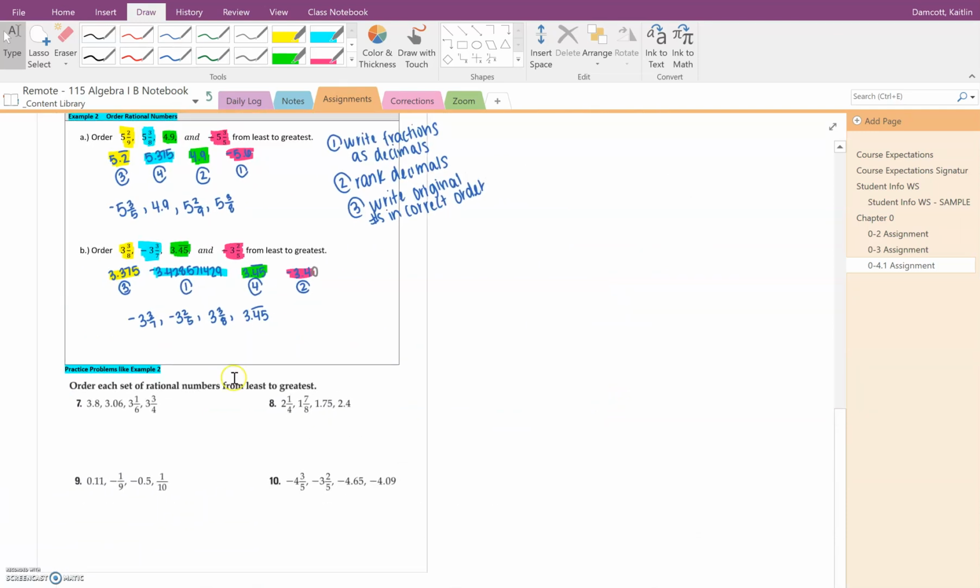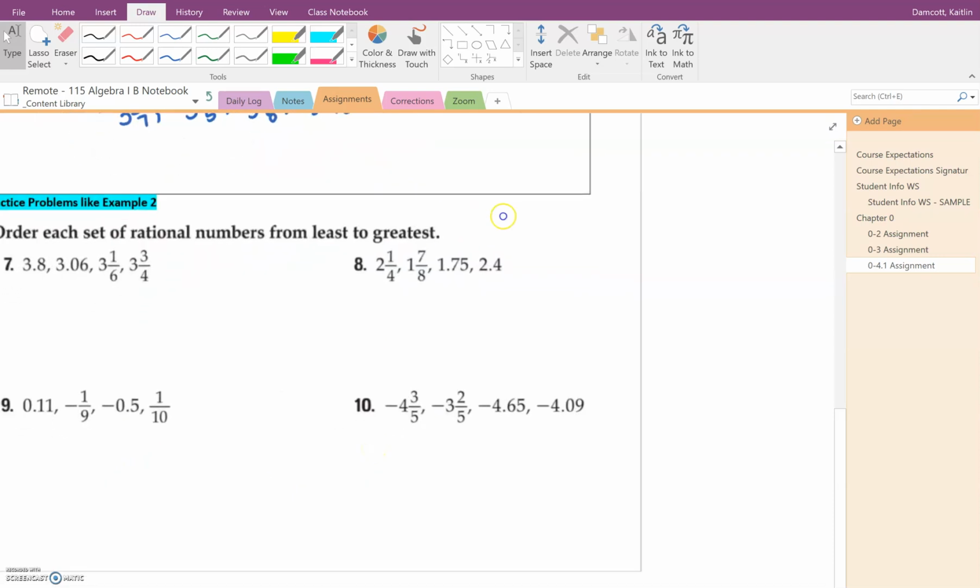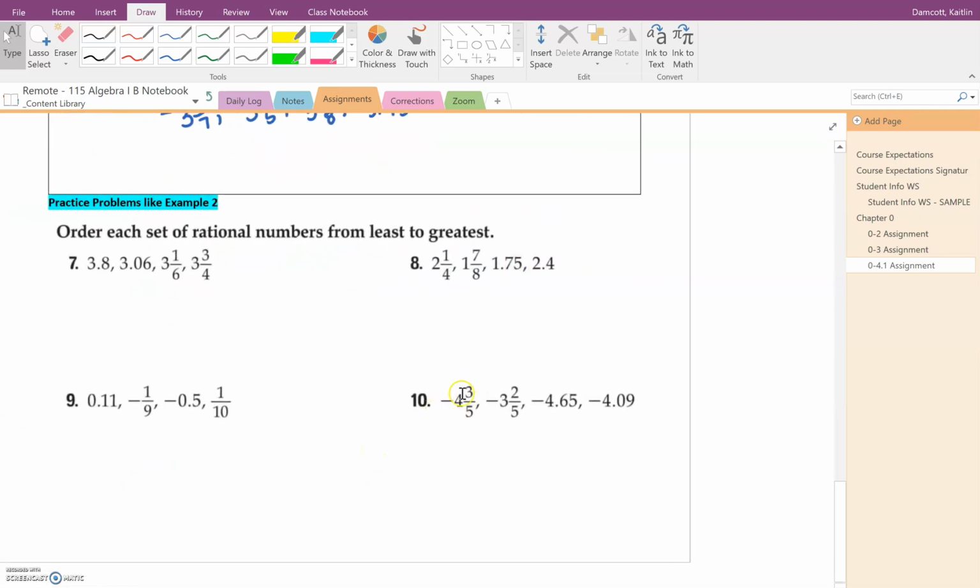Your job now is to complete 7, 8, 9, and 10. So you do have a couple in number 10 where you've got the negative mixed numbers. So please remember that you're plugging it into the calculator without the negative, and then just remember to add it in after the fact.